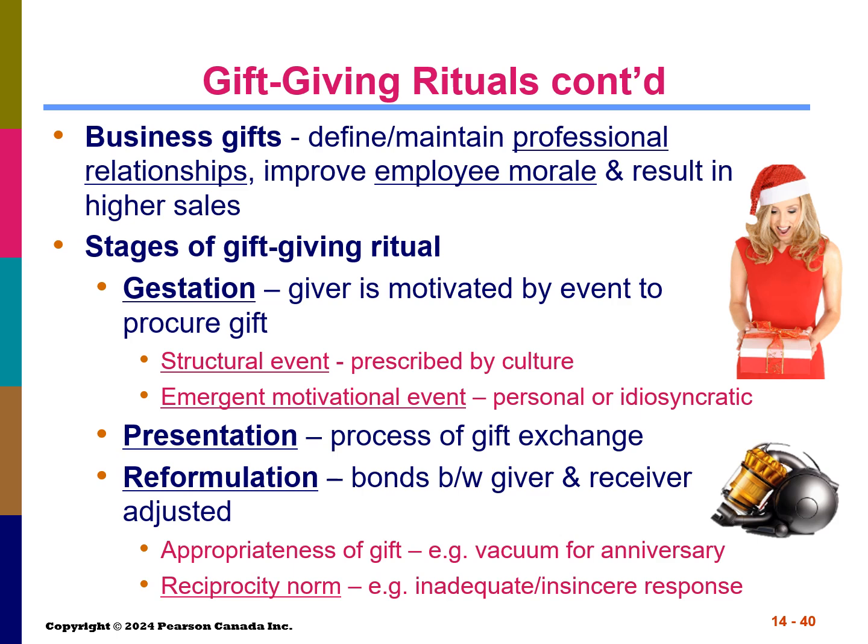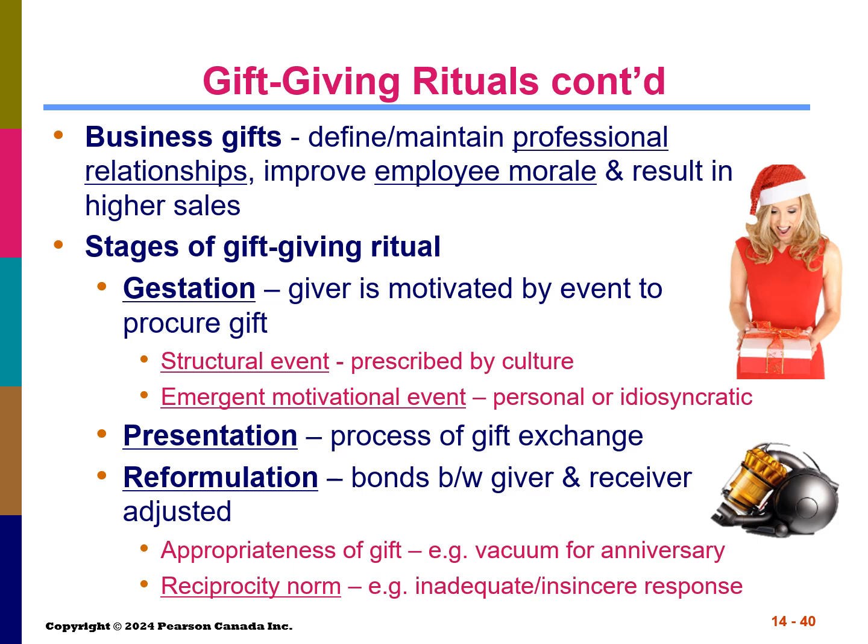There are 3 stages in a gift-giving ritual: gestation, presentation, and reformulation. In gestation, the giver is motivated by an event to procure a gift. For example, a structural event prescribed by culture, like Christmas, or perhaps an emergent motivational event. For example, something personal like, "I just wanted to say I love you." The presentation is the process of the gift exchange. During reformulation, the bonds between the giver and the receiver may be adjusted.